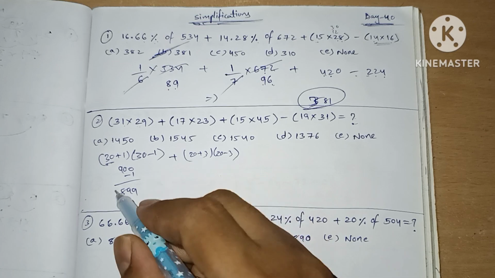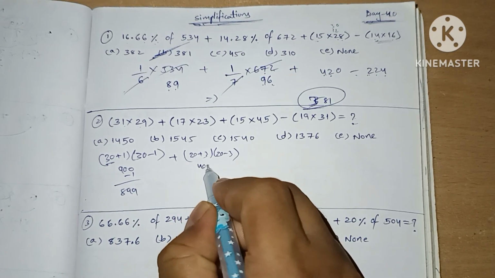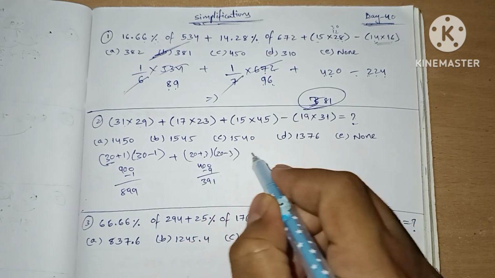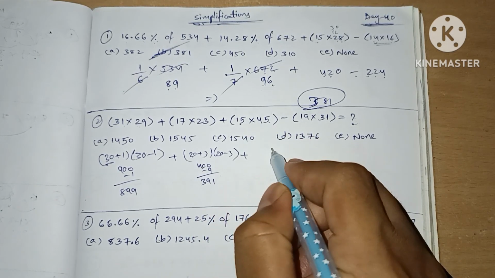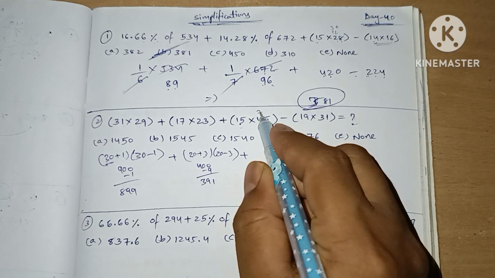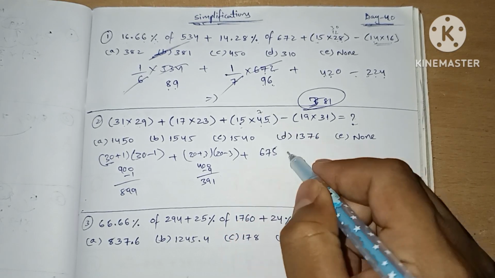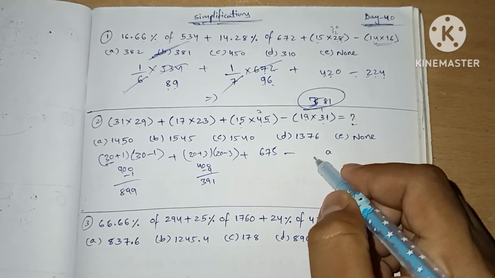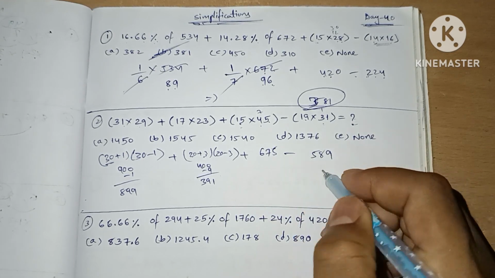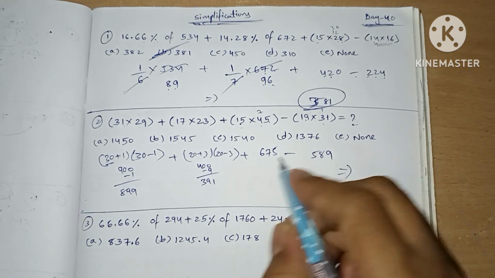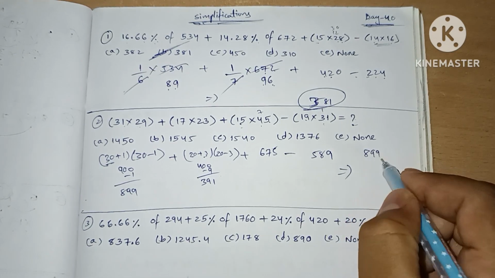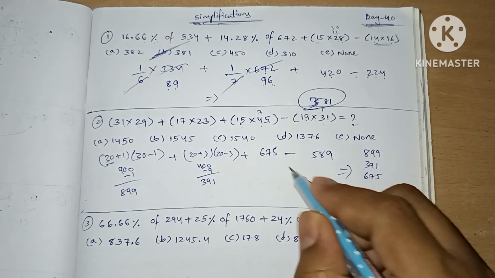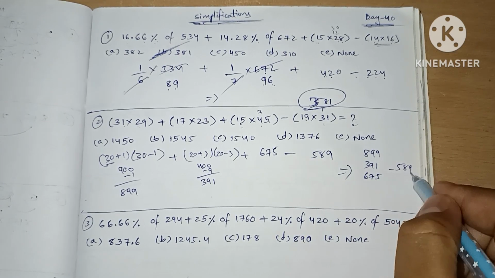So we'll do same. 20 square 400 minus 3 square minus 9. So we get 391, plus 15 5 times is 75, 15 4 times is 60, 675. Okay, 19 1 times is 19, 19 3 times is 57 and 58. So we get 589 here. So totally we have 899, 391 plus 675 minus 589.